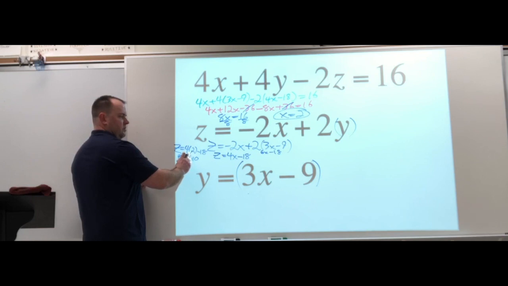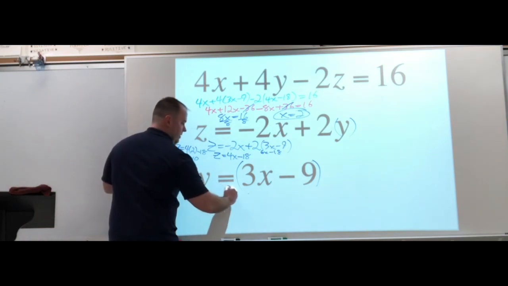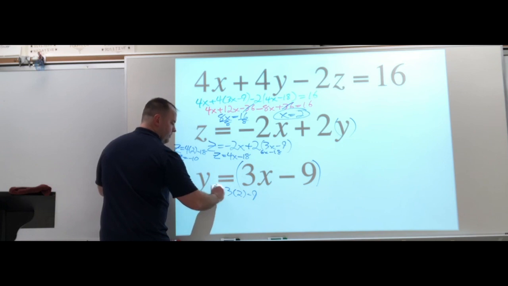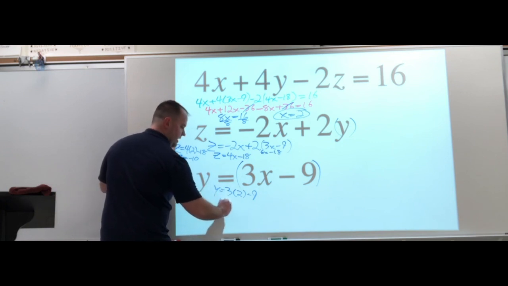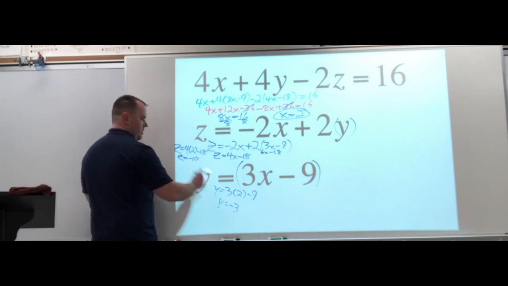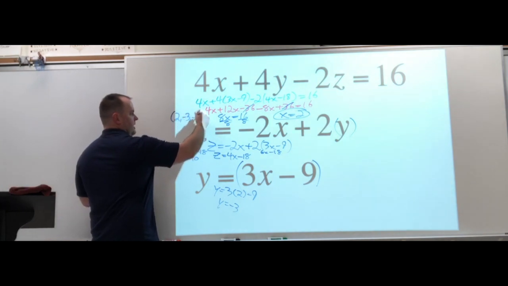4 times 2 is 8 minus 18. Yep, we get negative 10. 3 times 2 minus 9 gives us y. And that should be y equals negative 3. So there's our z, there's our y, there's our x. 2, negative 3, negative 10.